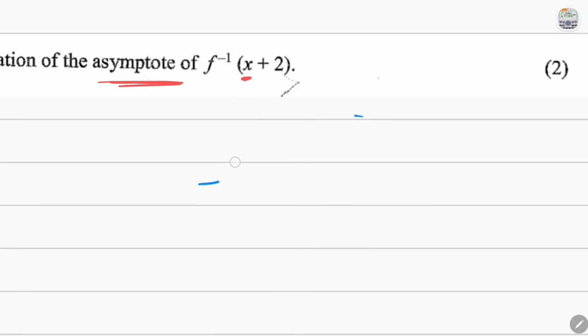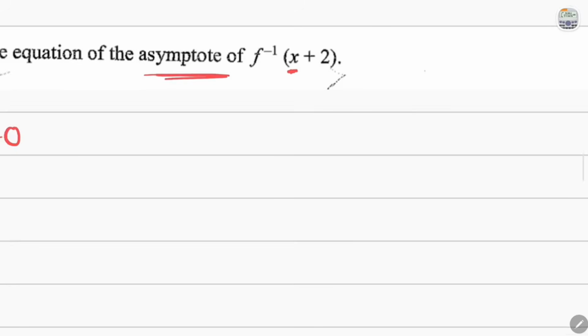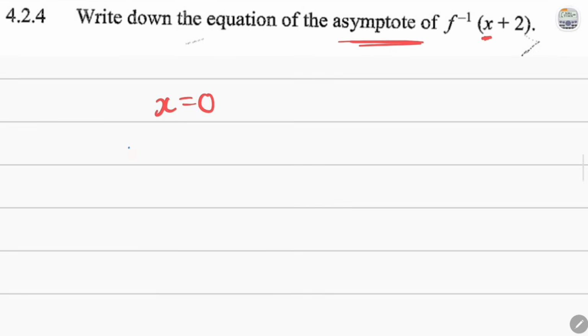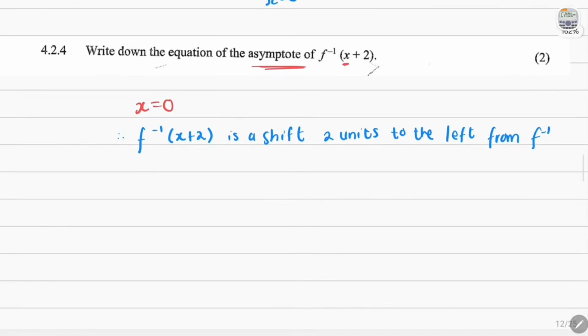Okay, so they say x plus 2, so it means that this graph was shifted how? 2 units to the left. Okay, so we'll keep that in mind. Tell them that this was shifted 2 units to the left. Okay, so this is a shift 2 units to the left from the inverse.